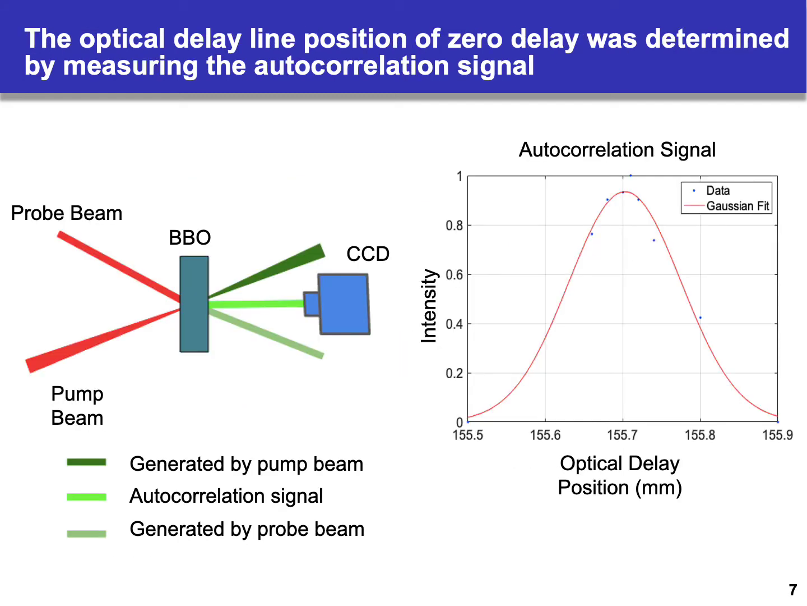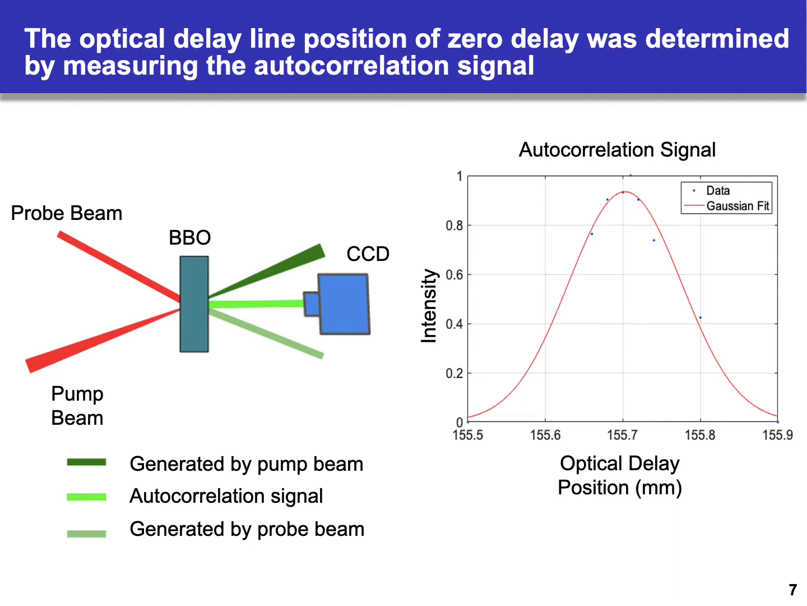So determining the precise zero delay line position for temporal overlap is done by measuring an autocorrelation signal. Autocorrelation signals occur when two beams are spatially and temporally overlapped when passing through a BBO crystal. This image shows where the pump and probe pulses meet, where we set up a camera to measure the intensity of the autocorrelation signal.